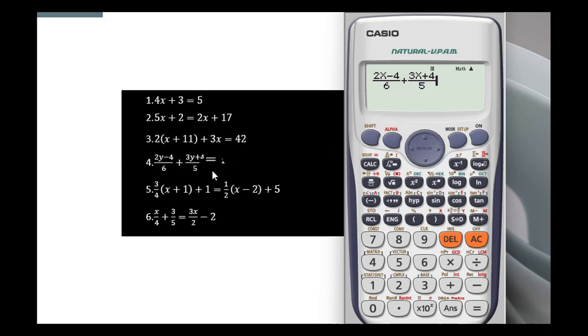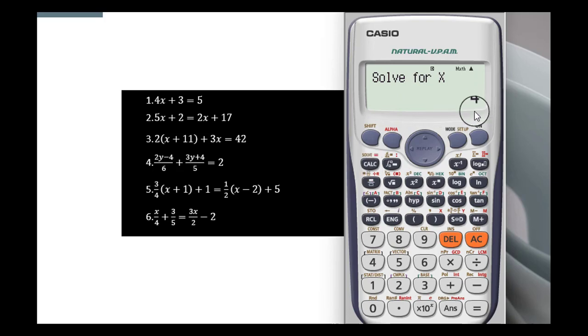Our equal to sign: once again, we press alpha and the equal to sign you see here. Alpha, then we press this key and that gives us the equal sign. Equal to 2. And now to finally solve, we press our shift and solve key. Okay, so we press shift and then you press that.